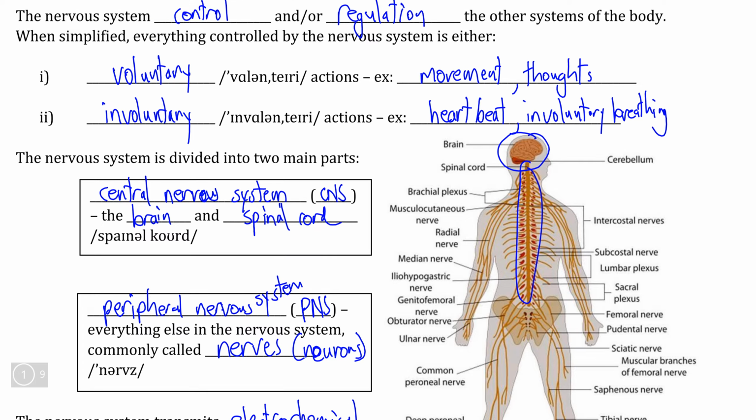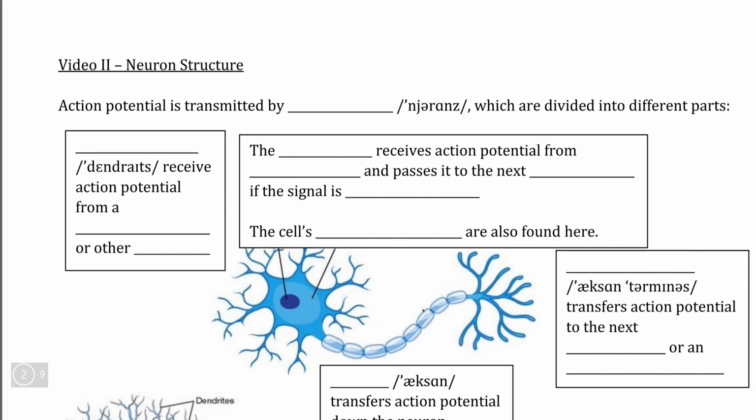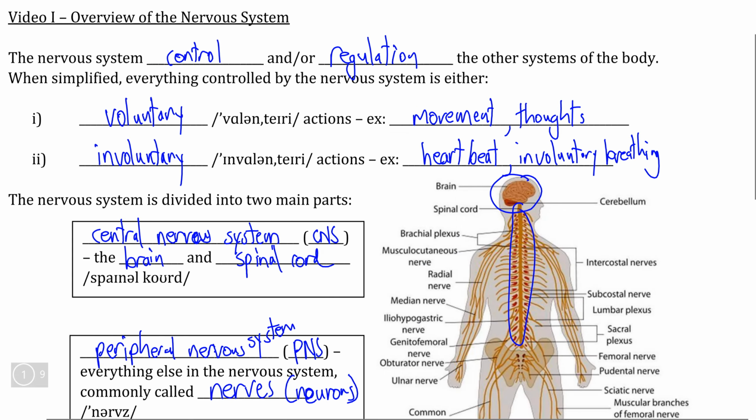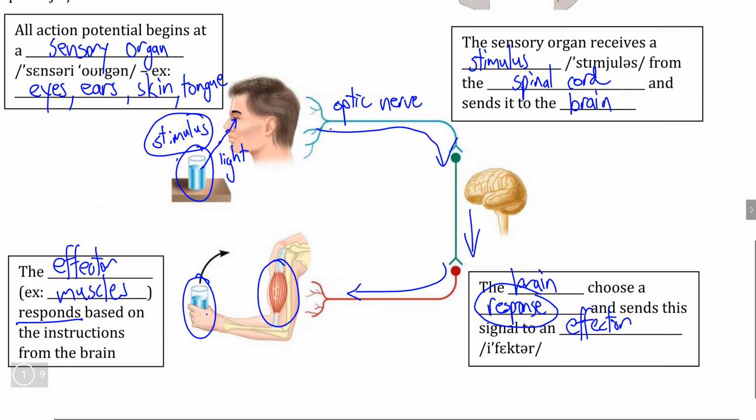In the next video, we're going to be looking at the structure of individual nerve cells, followed by a more detailed look at the simplest form of a neural pathway, which is what we call a reflex arc.